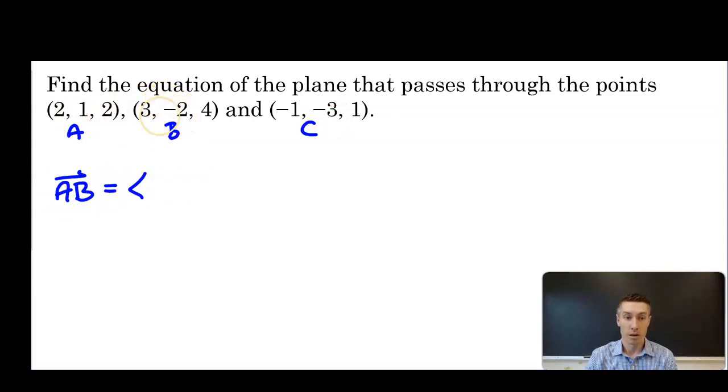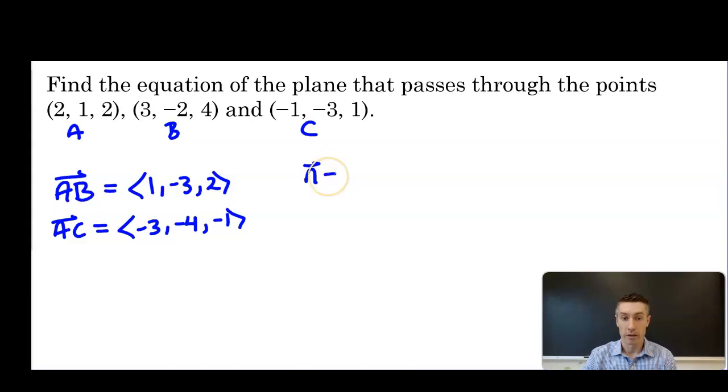So B is the terminal point minus the initial point. So 1, negative 3, 2. And then we'll define vector AC. So C is now the terminal point. So negative 3, negative 4, negative 1.